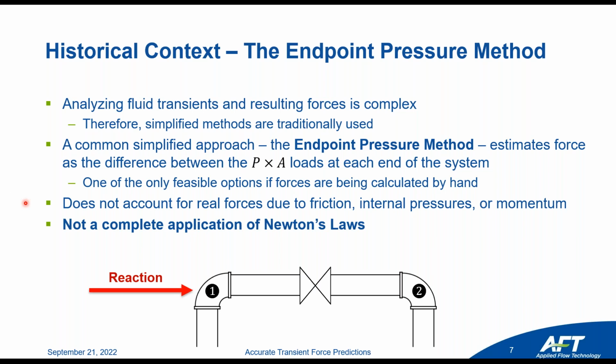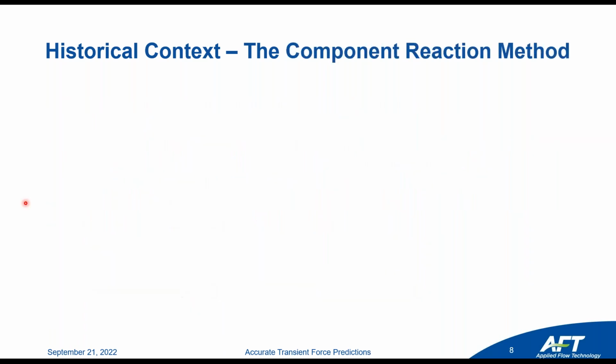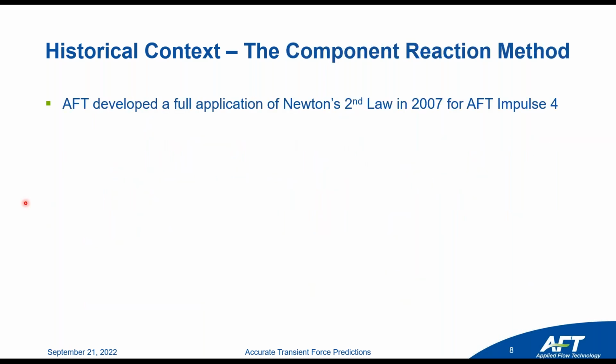So using the endpoint pressure method, this traditional simplified method, is not a complete application of Newton's laws, and Newton would not approve of that. And so we're going to talk about what would Newton approve of. So here is a method that Newton would approve of. It accounts for everything in his second law.